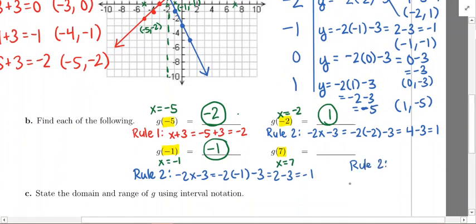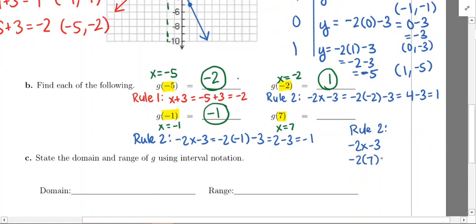Okay, so we've got negative 2x minus 3. We're going to plug in x equals 7. So it's going to be negative 2 times 7 minus 3. That's going to be negative 14 minus 3. The answer here is negative 17.